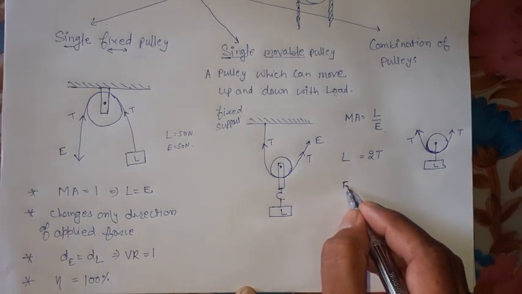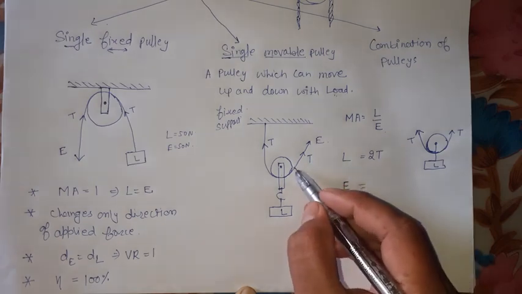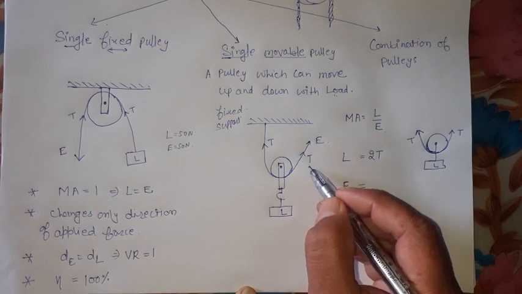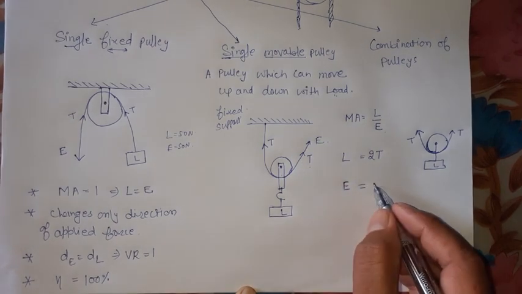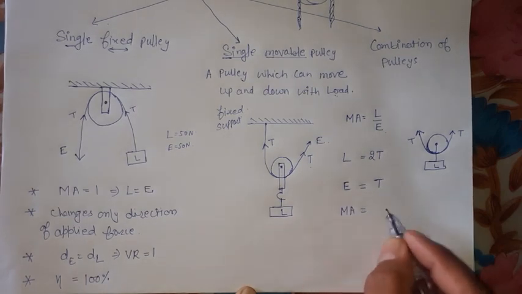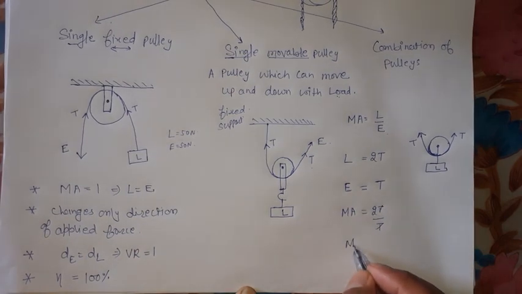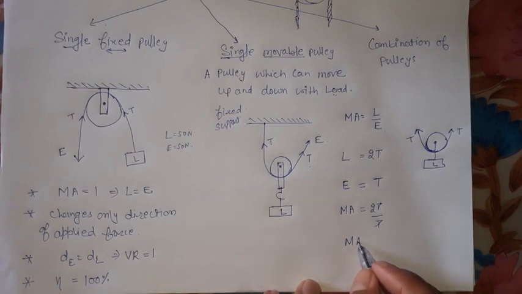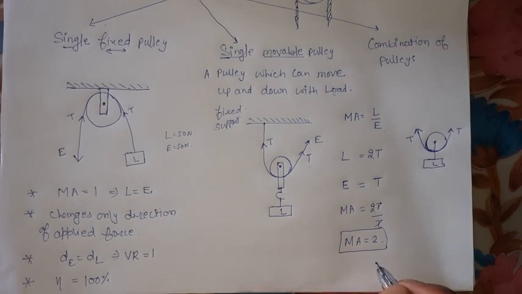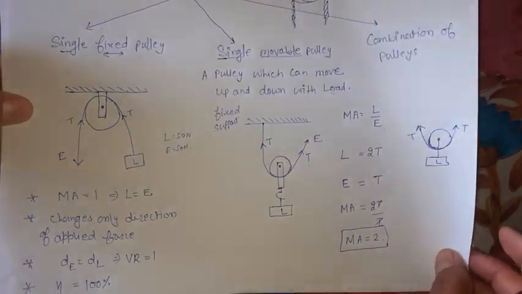And effort, student, is applied only on this single string. Okay, here is the effort. So this effort will be equal to as much tension as is developed. So this effort is equal to tension. Thus I am having this mechanical advantage equal to 2T by T. And finally I have the mechanical advantage equal to 2. Okay, so how much is the mechanical advantage of a single movable pulley? It is 2.